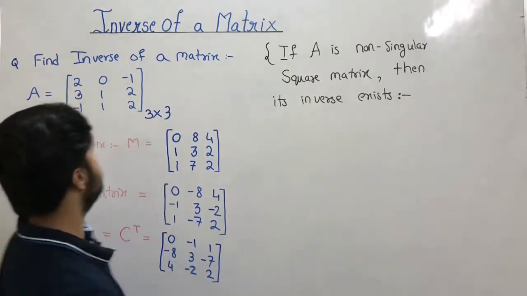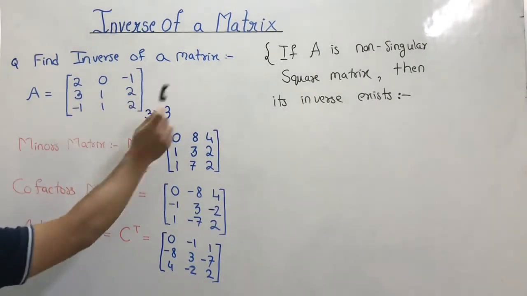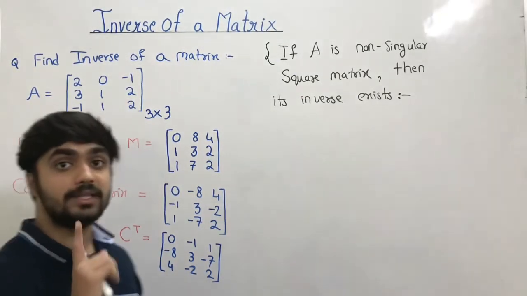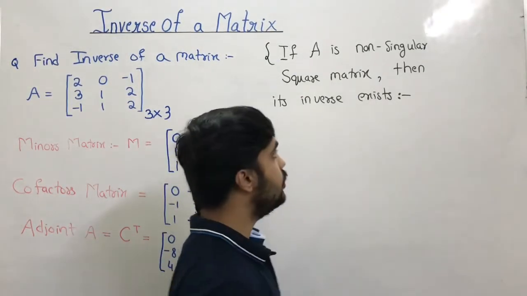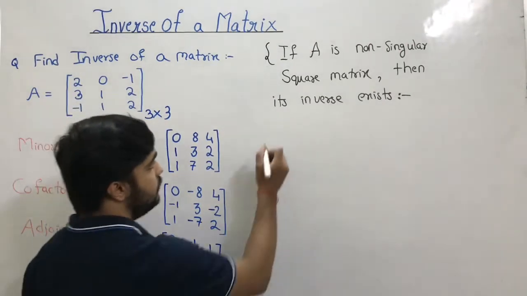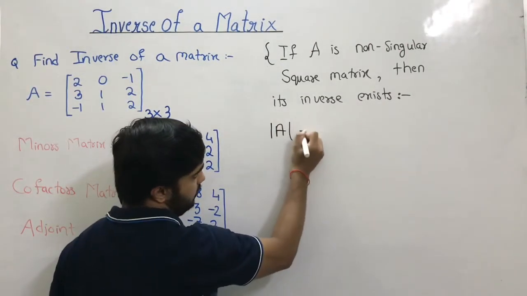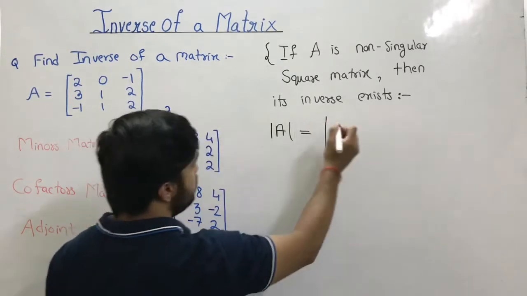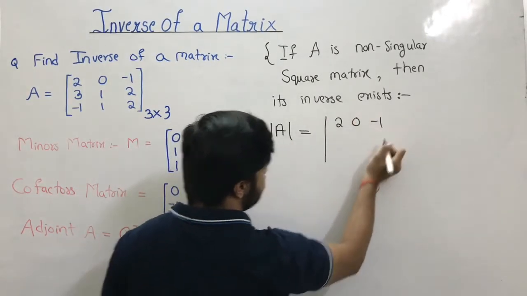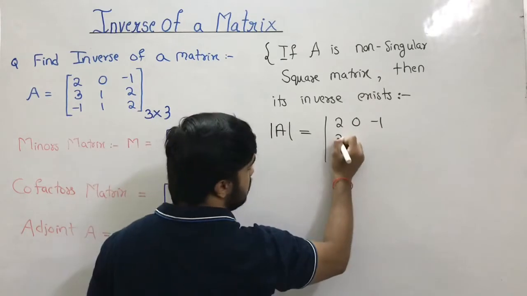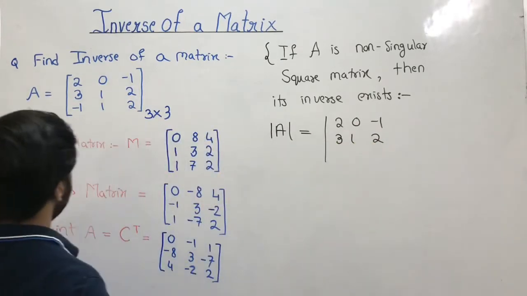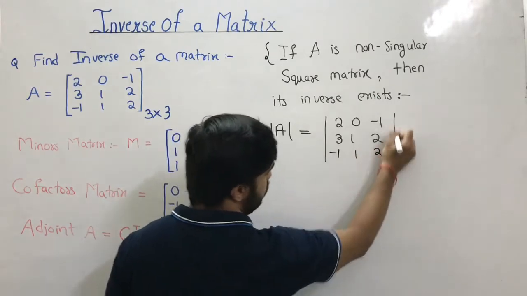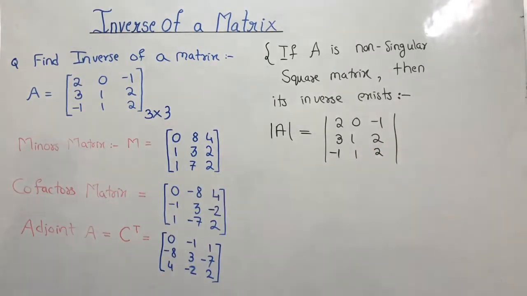So the question is, find inverse of a matrix. So they have given one matrix A. First we'll need to check whether it satisfies the given condition or not. That is, we'll need to find mod of A, that is the determinant of this matrix A. So it is 2 0 minus 1, 3 1 2 and minus 1 1 and 2. Now you know how to solve this determinant, right?